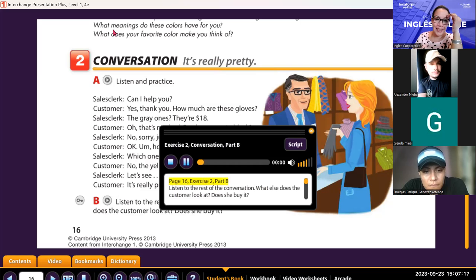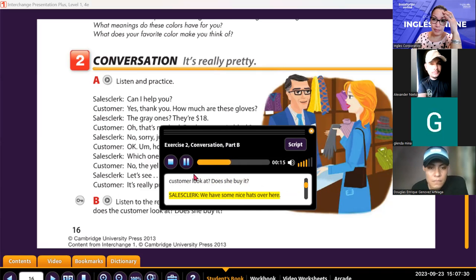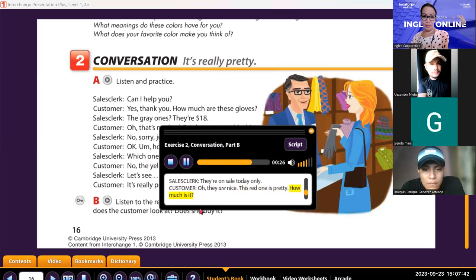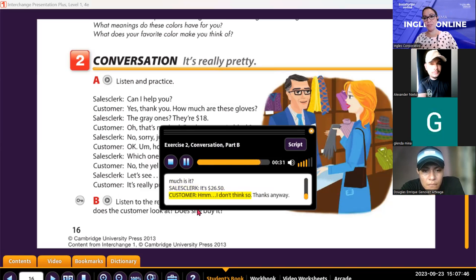Page 16, Exercise 2, Part B. Listen to the rest of the conversation. What else does the customer look at? Does she buy it? We have some nice hats over here. Oh, yeah? I need a new hat. They're on sale today only. Oh, they are nice. This red one is pretty. How much is it? It's $26.50. I don't think so. Thanks anyway.